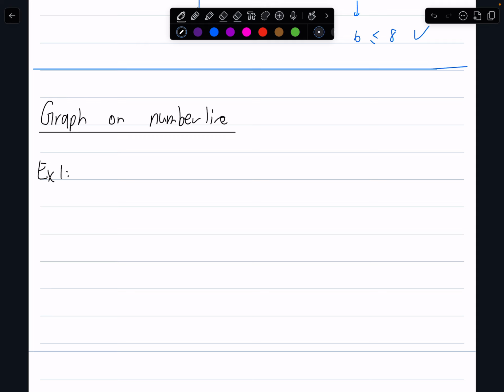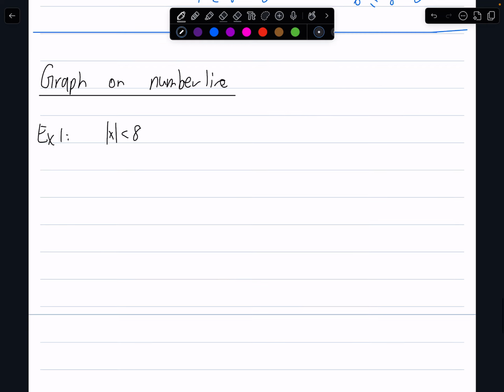They might give you a question like the absolute value of x is less than 8. They'll give you the actual inequality, and they'll tell you, okay, put this thing on a number line. So most people will just draw a number line, and they'll put 8, and then less than, so it's a circle, and they'll say all the numbers greater than 8.